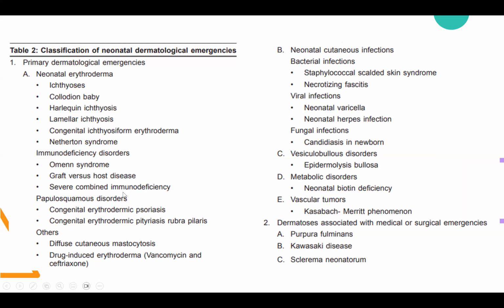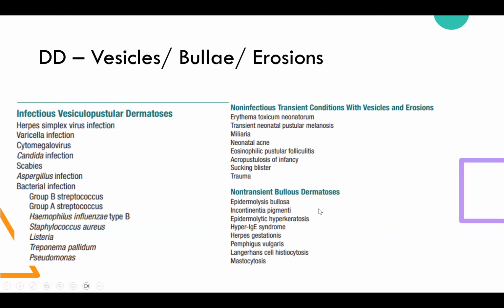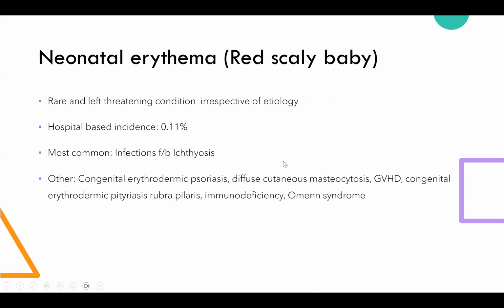Like Langerhans cell histiocytosis, LCH, and diaper dermatitis, they all present as papulosquamous disorders and erythroderma. Infections, bacterial, viral and fungal, we have discussed earlier. In vesiculobullous disorder, where there will be a predominance of vesicles, bulla, erosions, and ulcers, the important diagnosis is epidermolysis bullosa. This is the differential diagnosis for vesicles. In neonatal erythroderma, the baby will be red and scaly.